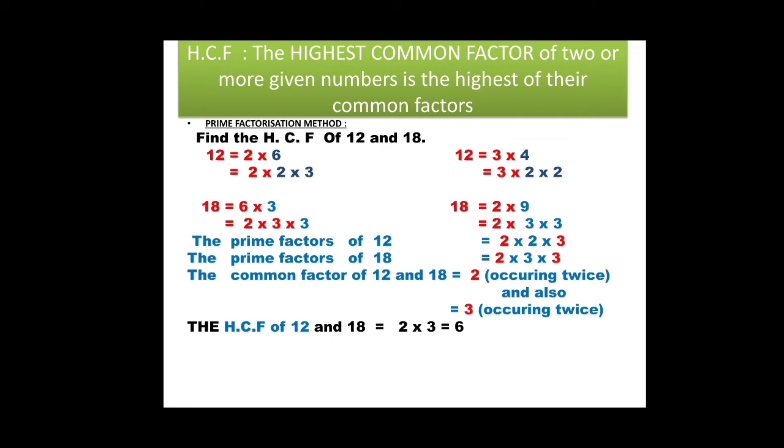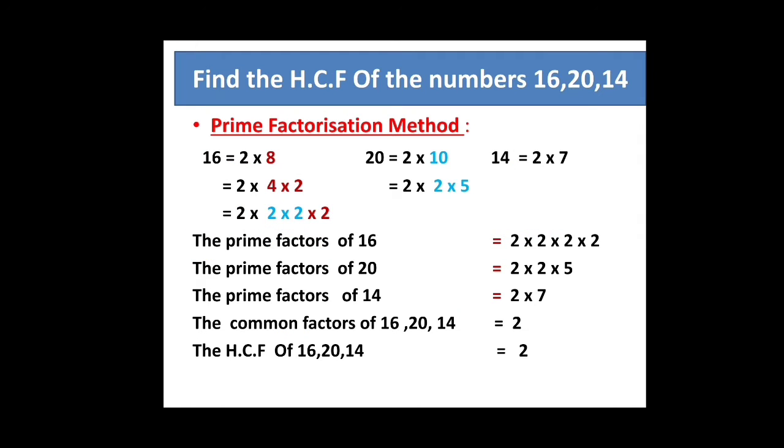Now let's see through one more example. Find the HCF of the numbers 16, 20 and 14. Let's start finding this. So here we have to find the prime factors of 16, 20 and 14 in the same way as we said it before. 16 can be written as 2 into 8. 8 is a composite number, so write it in the product of primes. In the same way 20 can be written in 2 multiplied by 10 and 10 is a composite number, write it as the product of primes, that is 2 into 5. And 14 can be written as 2 into 7, both are prime numbers.